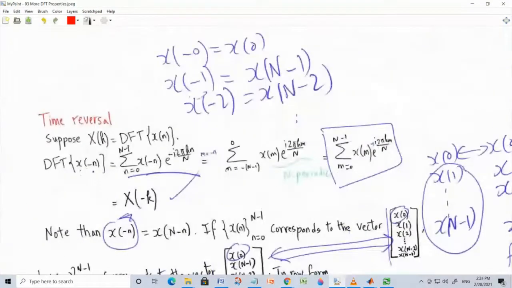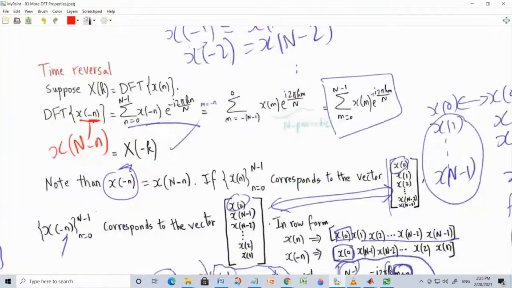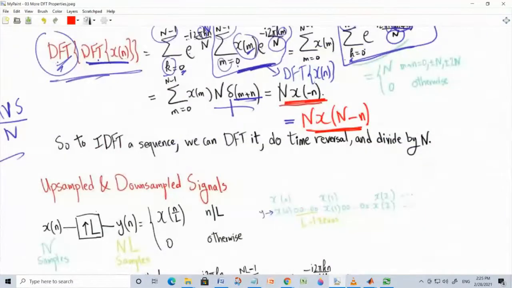It's exactly like when we talked about time reversal. This thing is x of big N minus n. Okay, so get used to it. DFT periodicity: you have discreteness in time and in frequency. Then you have periodicity in time and in frequency. The sequences you are dealing with are periodic in time and in frequency. Okay, so the DFT of the DFT is big N times x of minus n, or if you want to write it like this.